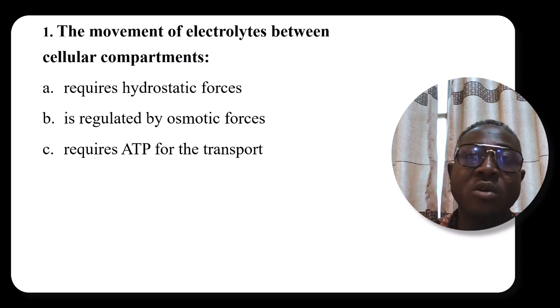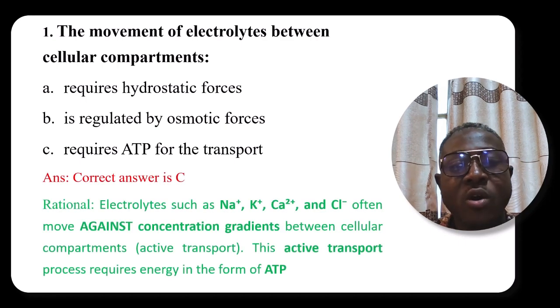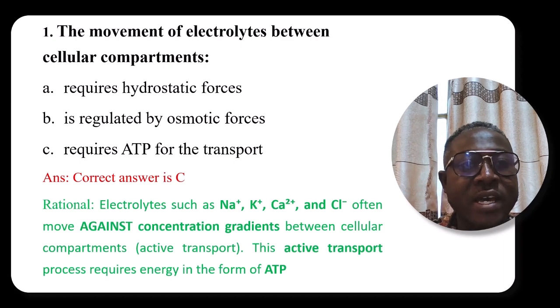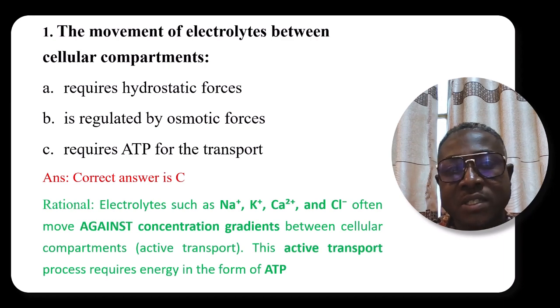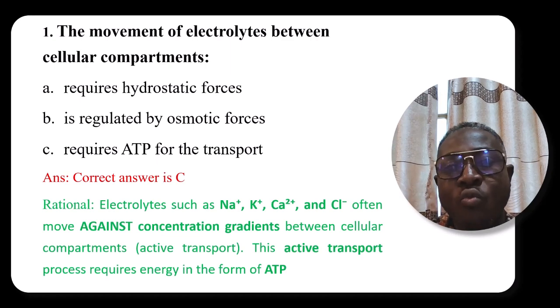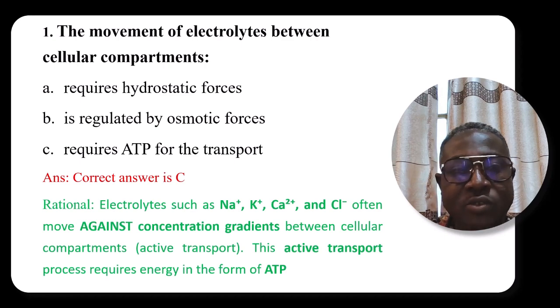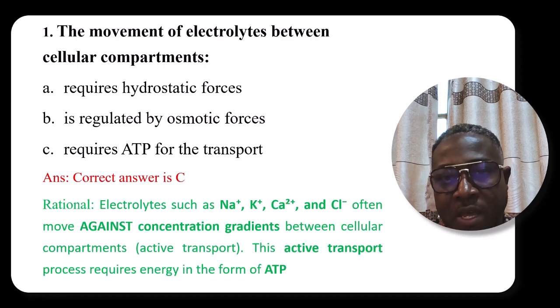Alright, so now let's look at the correct answer here. The correct answer is C. Why is it not A, and why is it not B? The A and B, hydrostatic forces and osmotic forces, help in movement of fluid, water, and not electrolytes. So the answer now becomes what? Active transport.